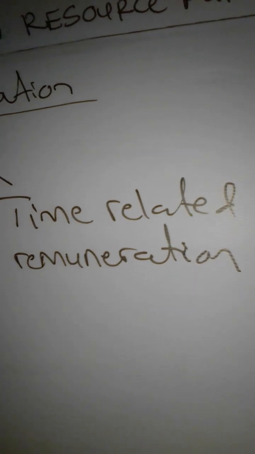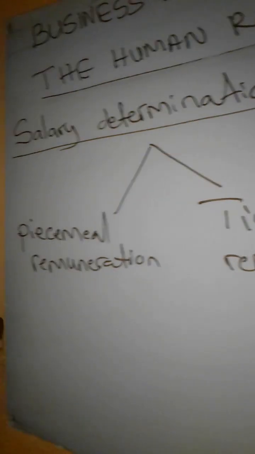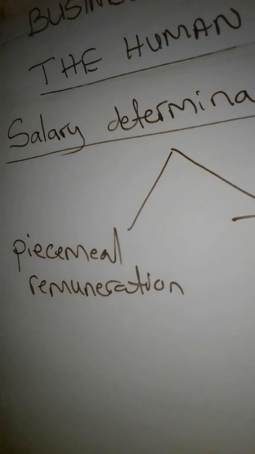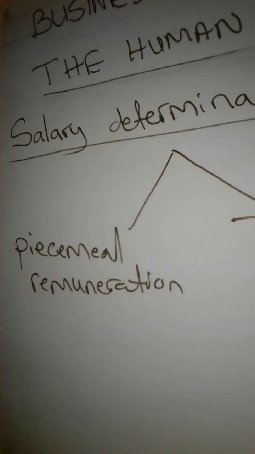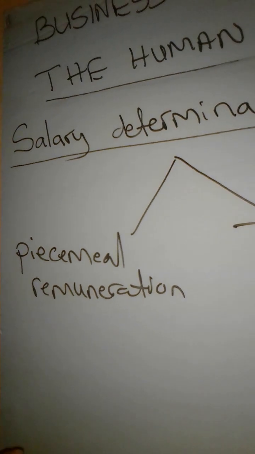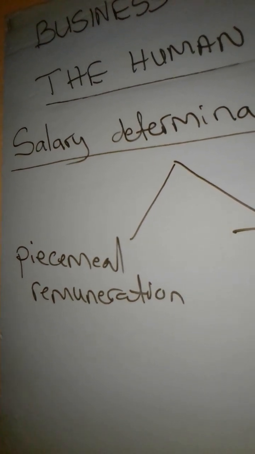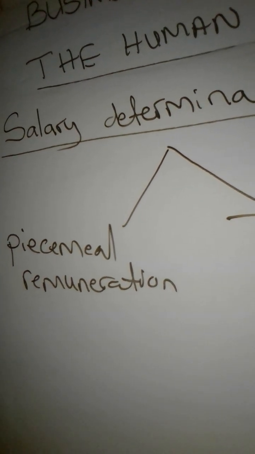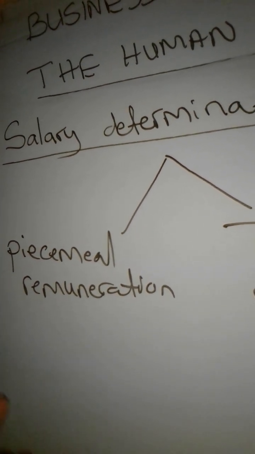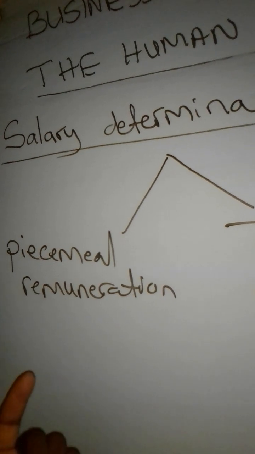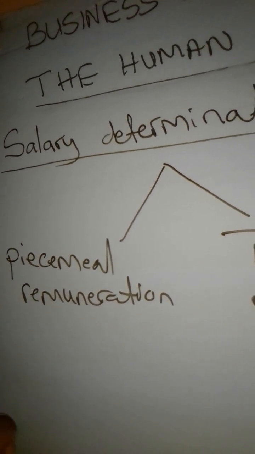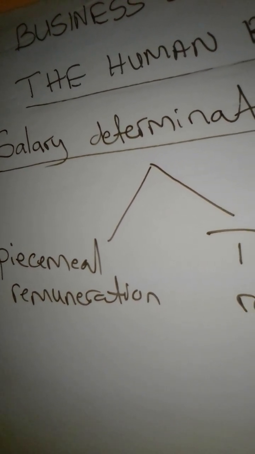Piecemeal remuneration. Okay, how are workers or employees paid if the business is making use of piecemeal remuneration? This is what happens. Workers are paid according to the number of items produced or actions performed. That is the piecemeal method, number one. And then number two, workers are not remunerated for the number of hours worked, regardless of how long it took them to complete the items.